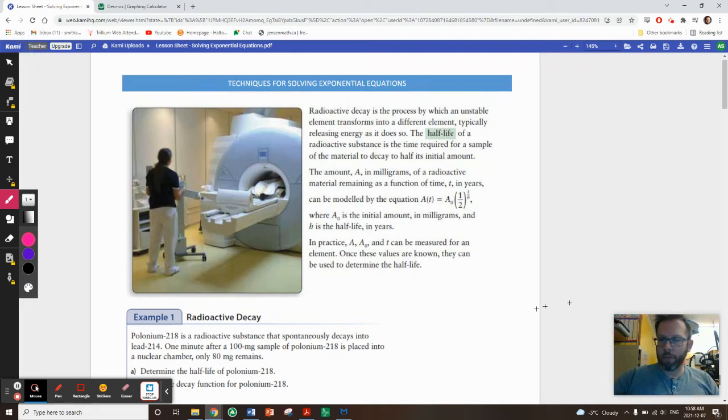Hey guys, Mr. Smith here, and we're shooting our second lesson of Unit 7. In this lesson, we're going to learn some other techniques for solving exponential equations.